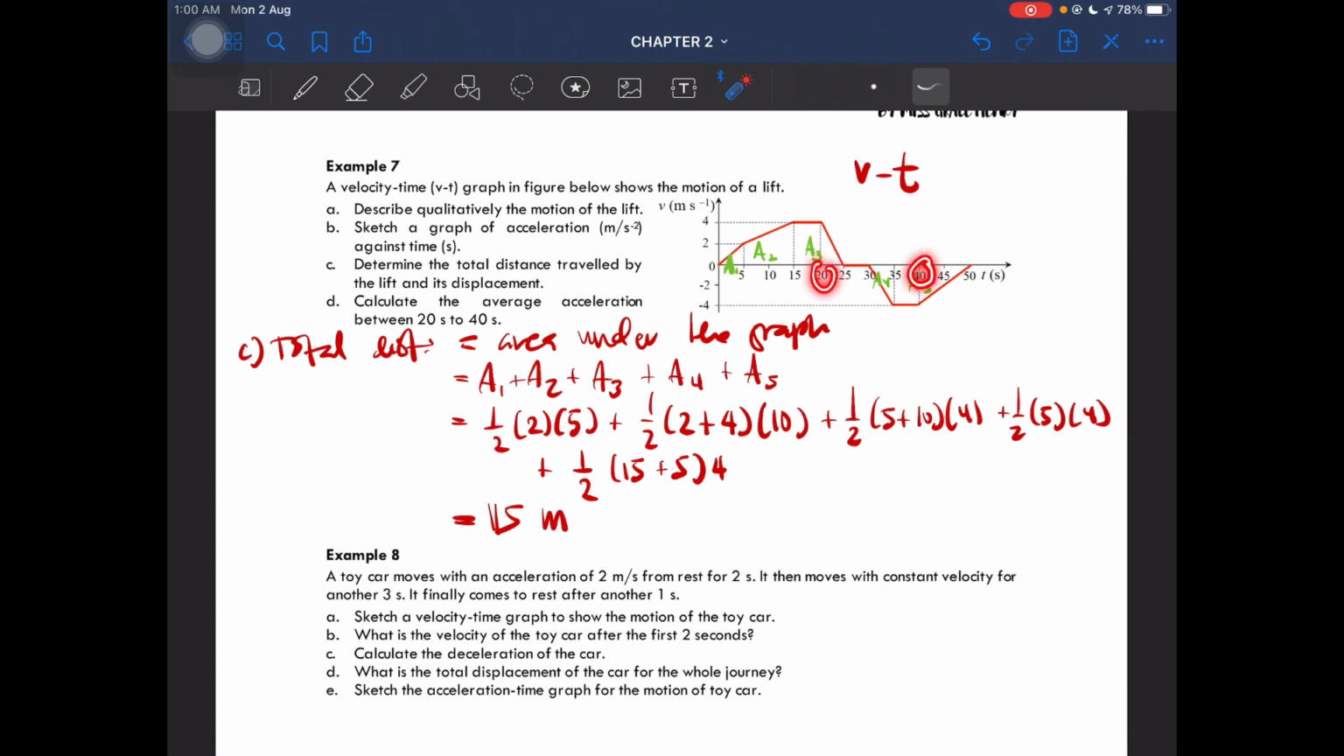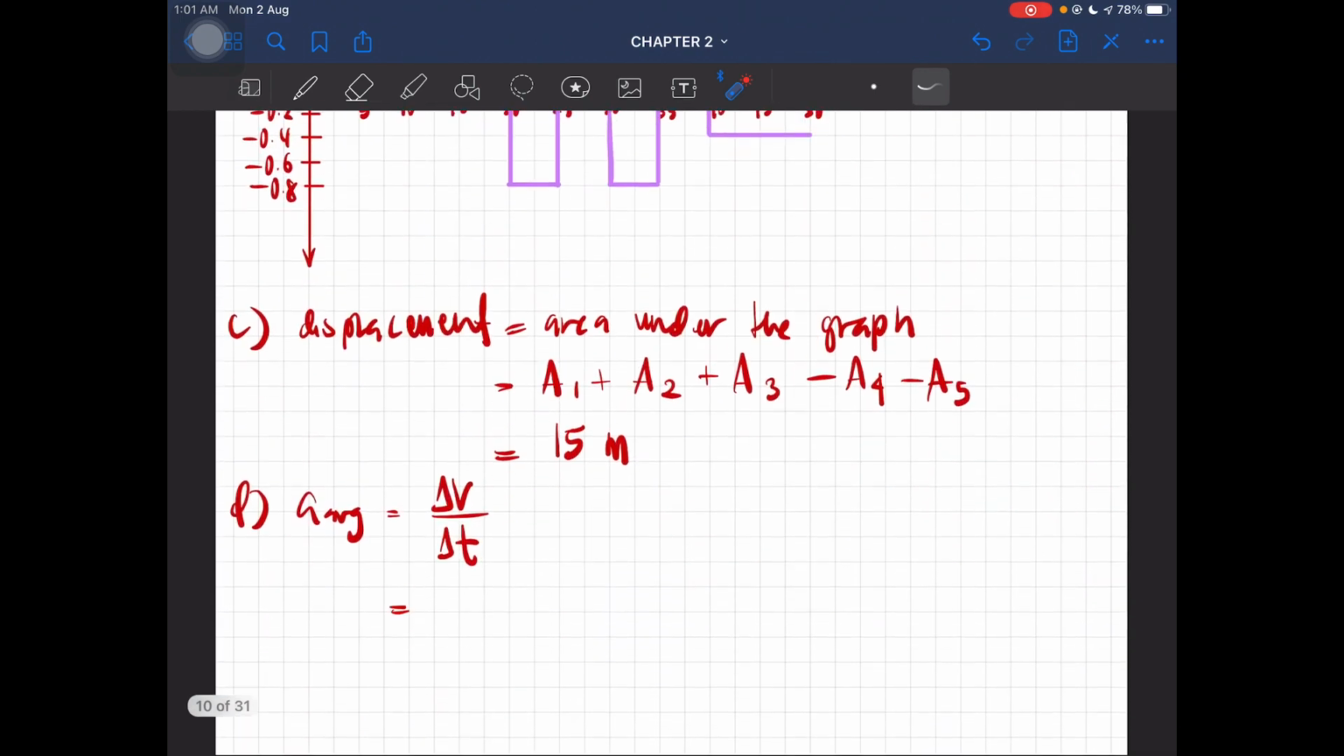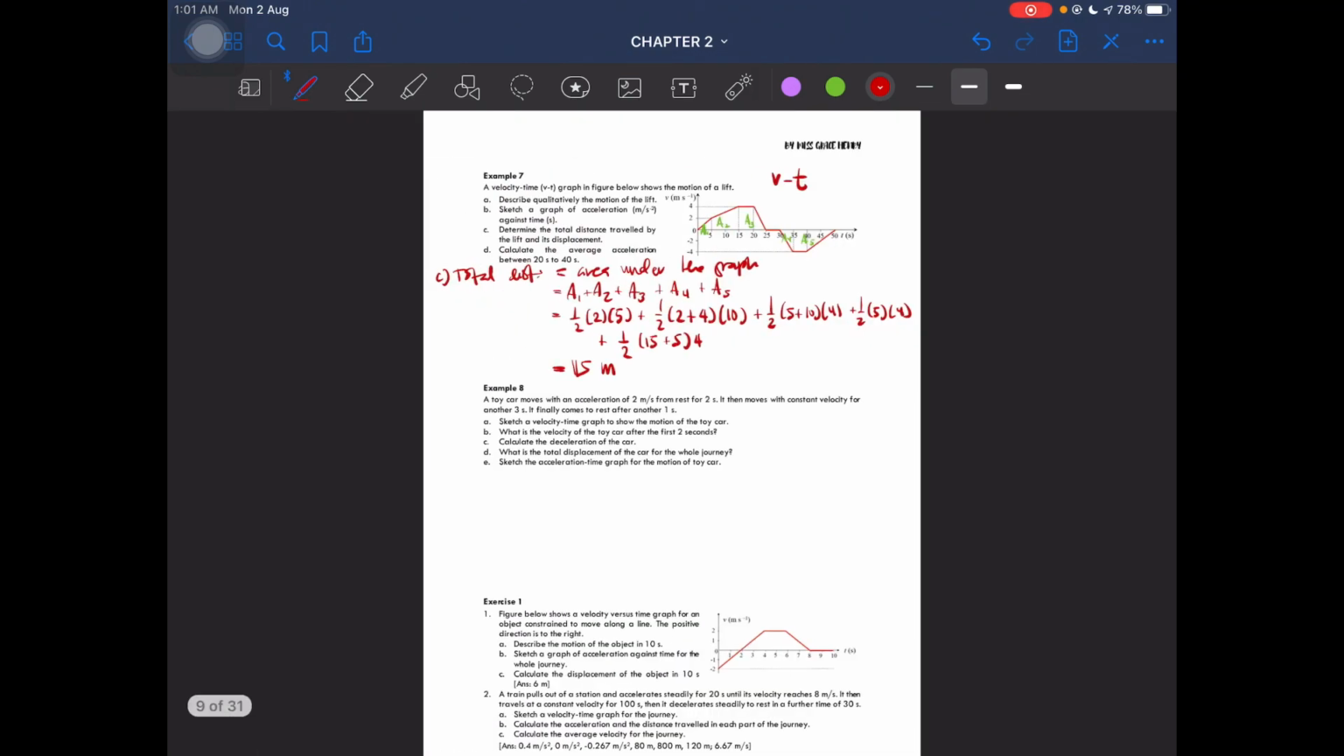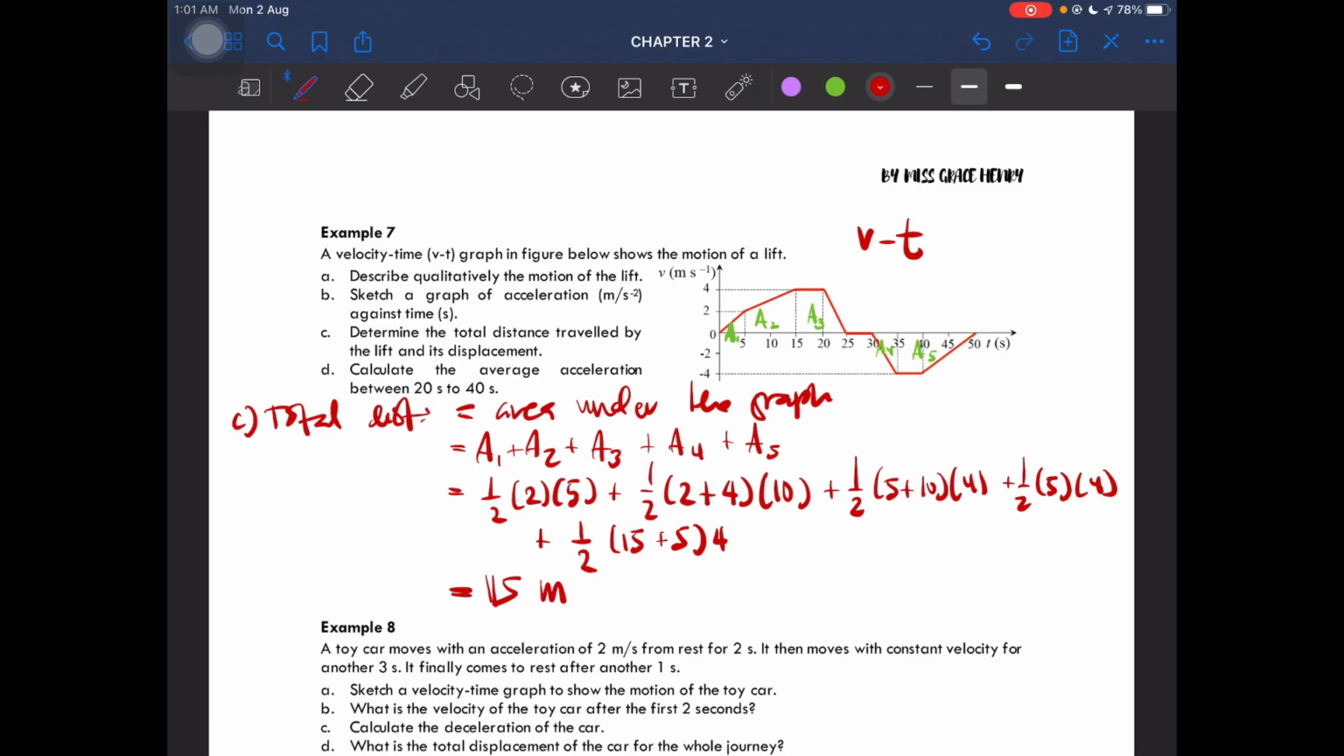Okay, so kejap. Yeah, betul lah. So 20 to 40 seconds, final is -4 minus dengan 4. Lepas tu, let me just write -4 minus 4 over dengan the time, which is 40 minus 20. Then you'll get the average acceleration to be -0.4 meter per second square. Okay, so that is on example number 7.